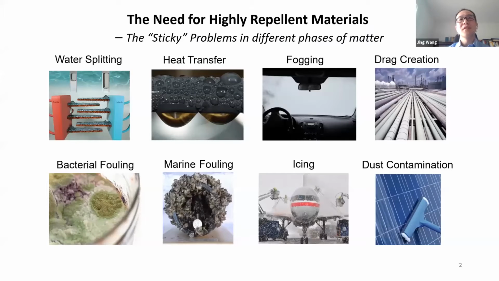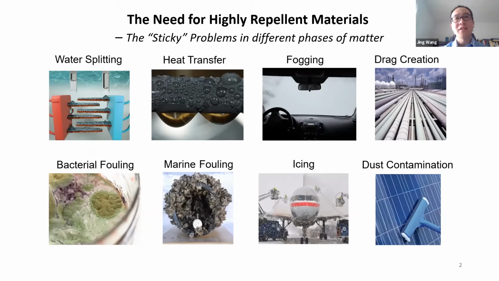There are a lot of sticky problems in different phases of matter that exist in our household and industrial settings. That's why there's a strong need for repellent surfaces or repellent coatings. For example, in water splitting, we generate oxygen and hydrogen on the cathode or anode of these reactors. But these gases will accumulate and form a gas film that blocks the reaction, which further reduces the reaction coefficient.